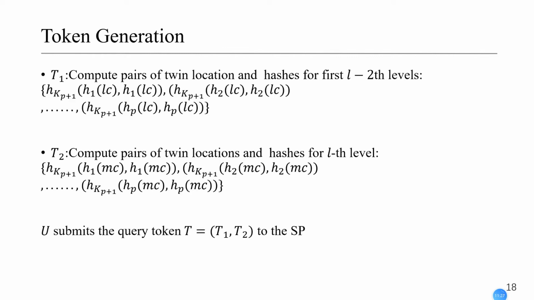Then the user computes pairs of twin locations and hashes for the first L-2 levels as the first part of the token, T1, and computes pairs of twin locations and hashes for the L level as the second part of the token, T2.